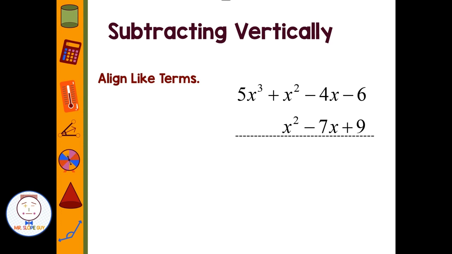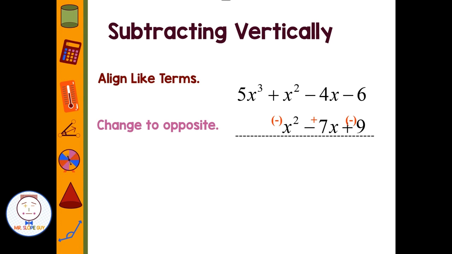So to subtract, what I'm going to do is I'm going to add the opposite. So I'm going to take that number that's being subtracted, and I'm going to change each of the signs to its opposite. I'm going to make this positive x squared a negative x squared. Make the minus 7x a plus 7x. Make the plus 9 into minus 9. So now after I've changed the numbers to their opposites, now it's just a matter of adding like terms.